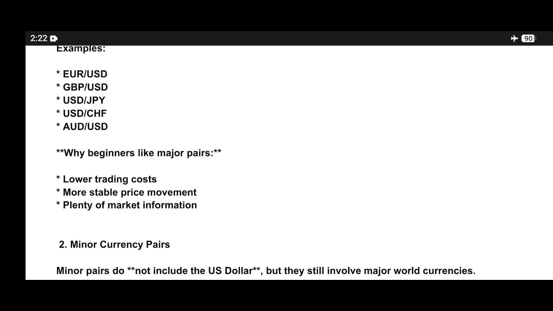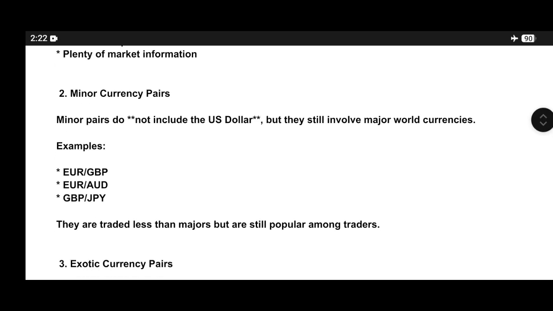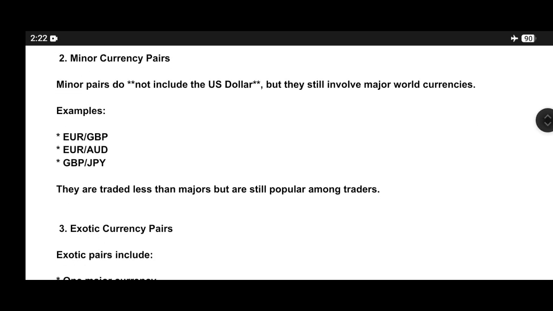Then let's switch to number 2, minor currency pairs. Minor pairs do not include the US dollar, but they still involve major world currencies. Example, the Euro GBP, the Euro AUD, and the GBP JPY. They are traded less than the major currencies, but they are still popular among traders.